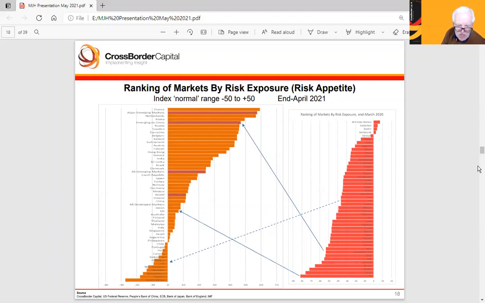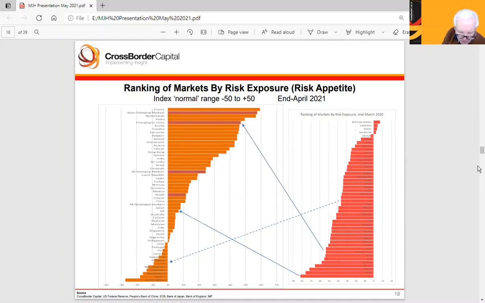Then we get emerging ex-China, and emerging markets generally, including China, about midway down. The average of all world markets is about the middle of that ranking. The time to get worried, we think, is when that bar is above the plus 40 index level on that lower scale. That tells us that risk exposure is about 2 standard deviations above normal. Otherwise, most markets are comfortably within that band, so there's not really any great reason to worry.